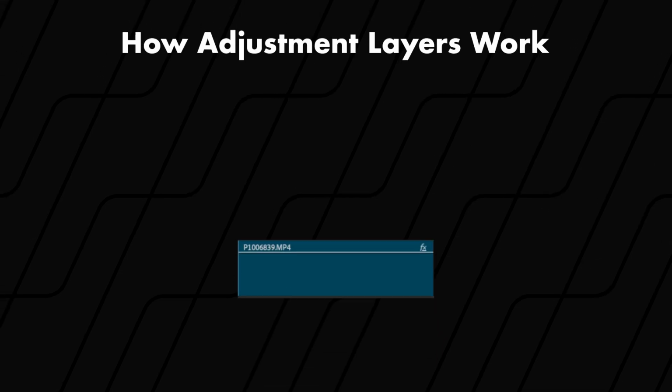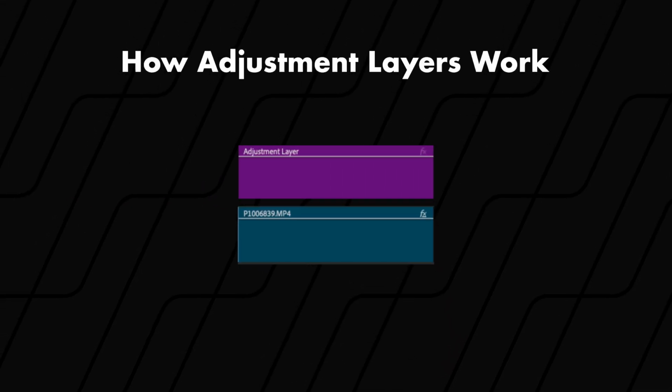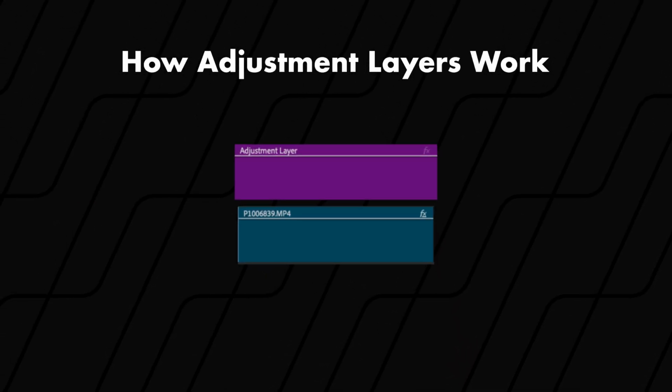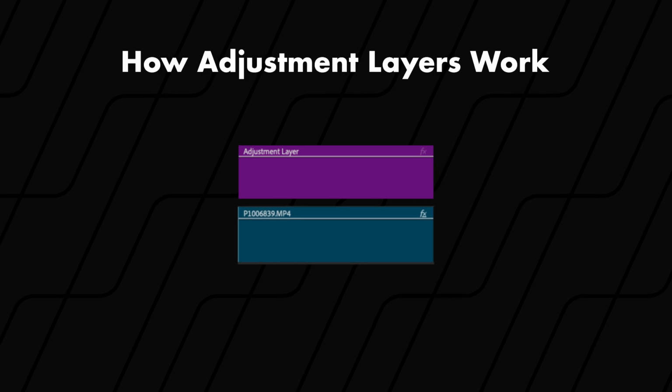All right, so first, what is an adjustment layer? An adjustment layer is a clip that you can put over other clips in your timeline, and the effects that are applied to that clip affect all the other clips underneath it. So this can be used in a variety of ways, but let's first see how to create an adjustment layer inside Premiere Pro.